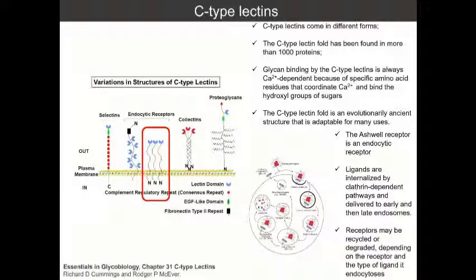The ligands are internalized by clathrin, so it's a classical endocytotic receptor, internalized by clathrin-dependent pathways and delivered to early and late endosomes. So it is, again, a complex process where these carbohydrate ligands will be processed in all these granular components in the cell. And once the receptor is endocytosed, it will be recycled or degraded depending on which ligand it has endocytosed, and will reappear on the surface.